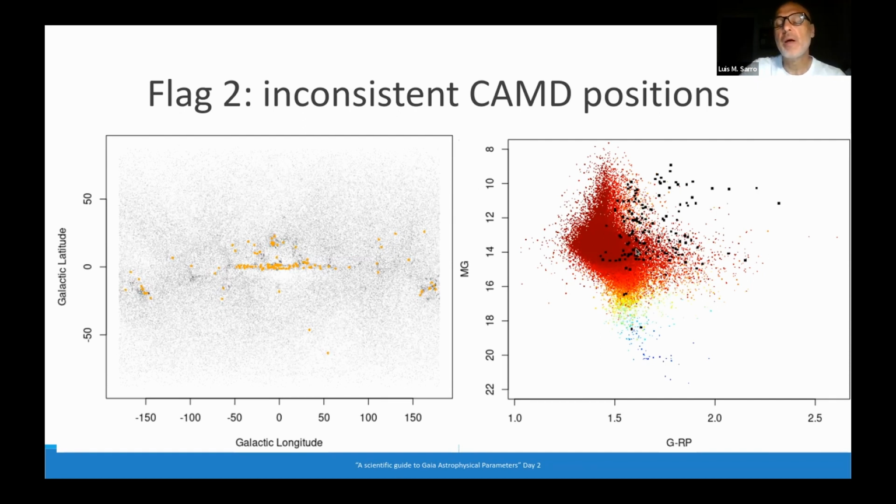And some of them had hints of poor quality in the RP spectrum. So it's a mixture. If you look here, this is the celestial map, longitude versus latitude. And this concentration here is clearly a star-forming region. This one here as well, it's Taurus, Orion.